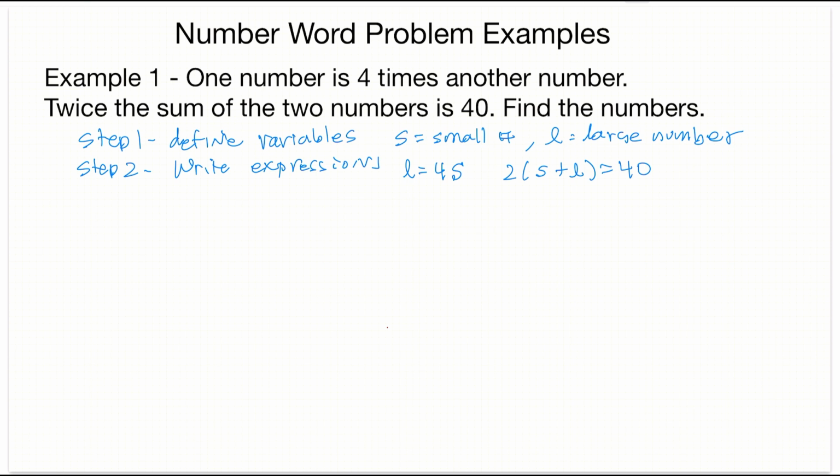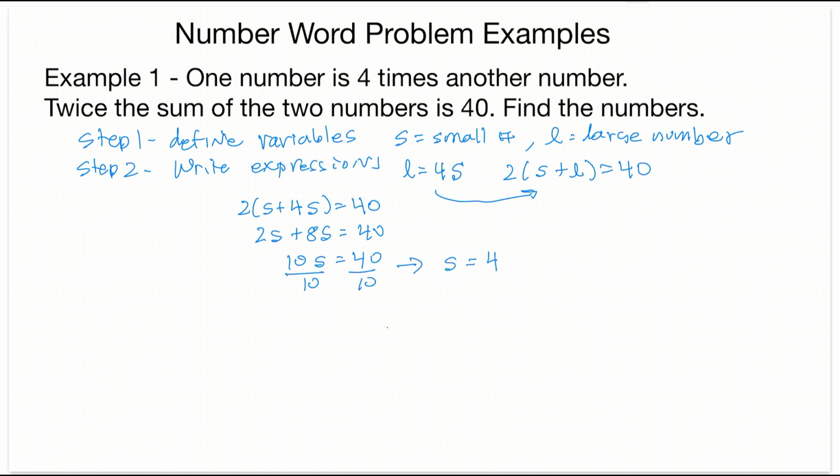What we're going to do is take the L and put it into this equation. So now we're going to get 2 times S plus 4S is equal to 40. So there's our equation, one unknown. We can solve that. So 2S plus 8S is equal to 40. So we've got 10S is equal to 40. Divide both sides of the equation by 10. So that gives us that S is equal to 4.